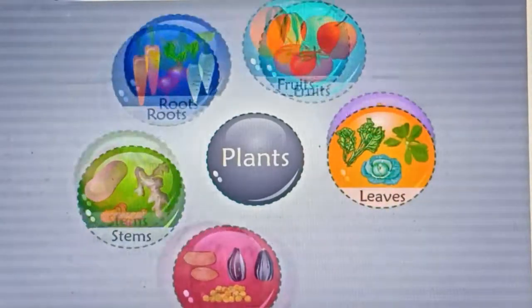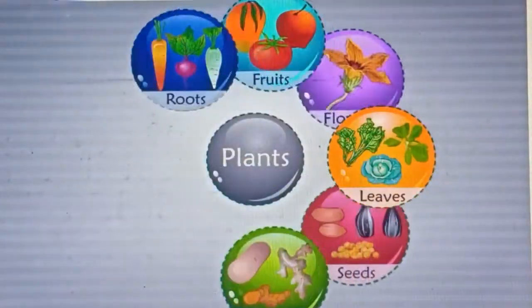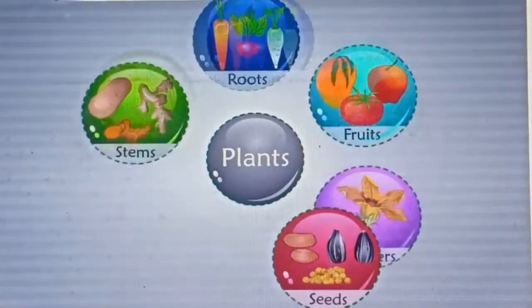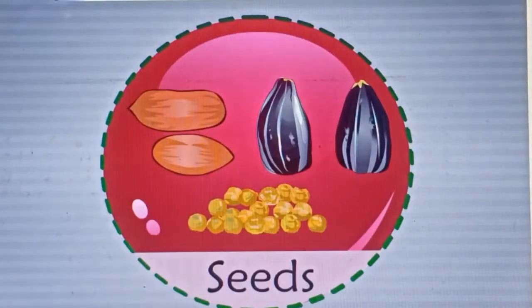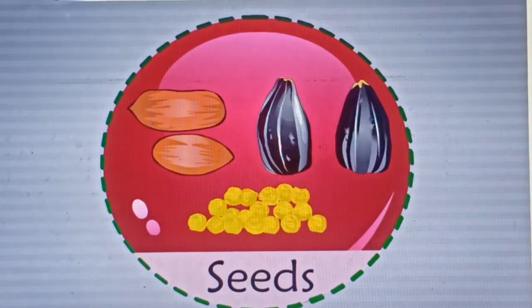We eat a variety of vegetables, such as spinach, cabbage, fenugreek, etc. These vegetables form the leafy part of the plant. Seeds of many plants give us oil. For example, groundnut, sunflower, mustard, etc.